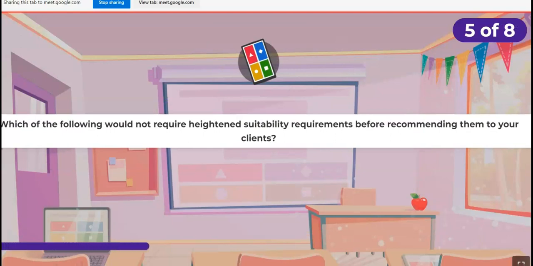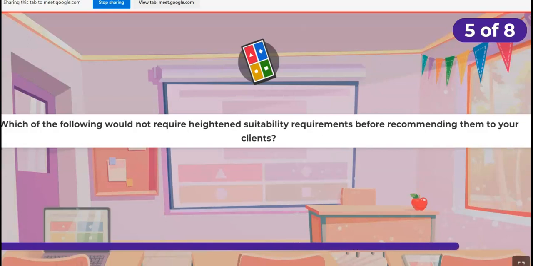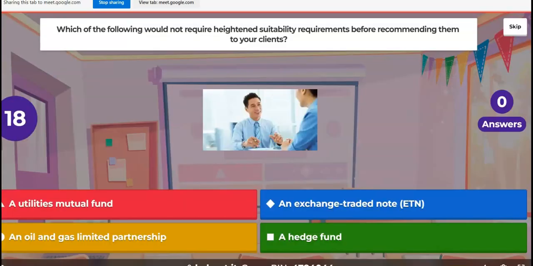Which of the following would not require heightened suitability requirements before recommending to your clients? A. A utilities mutual fund. B. An exchange traded note. C. An oil and gas limited partnership. Or D. A hedge fund.